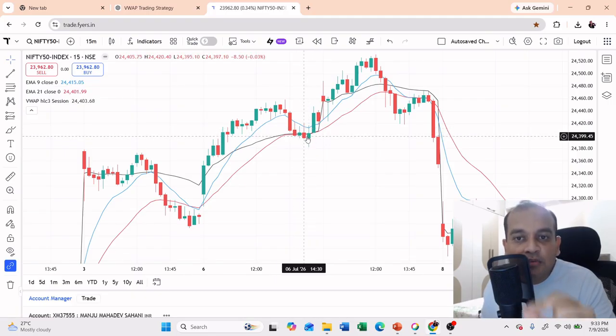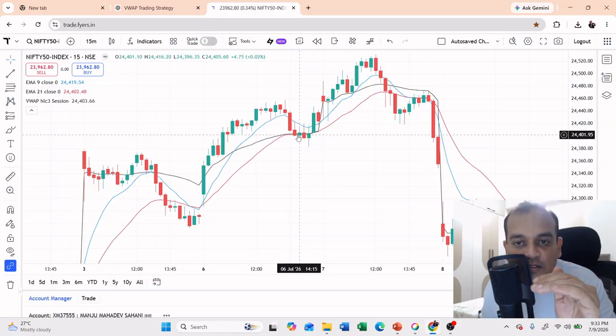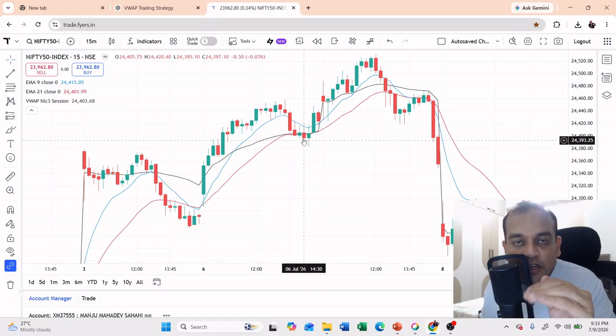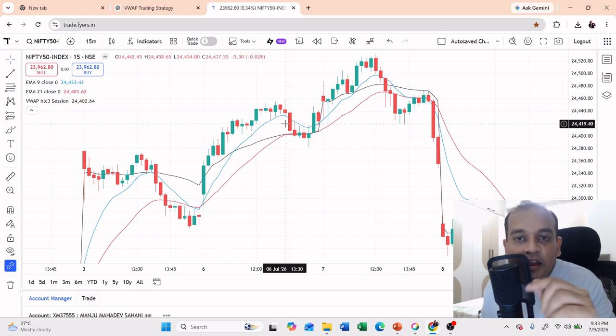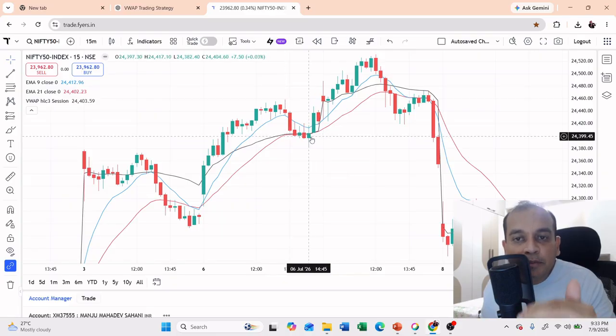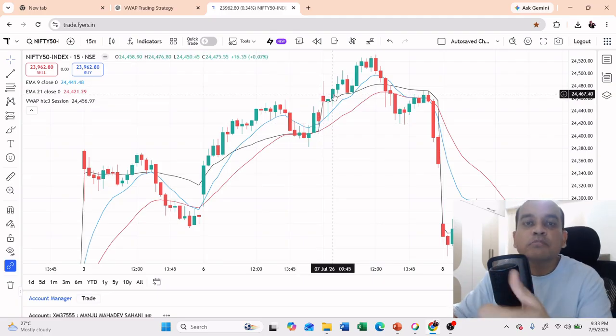Check that the volume has to increase. It has touched here, there is a rejection, it will not go down, it is bouncing back. Check the volume is increasing, and then the 9 EMA is above the 21 exponential moving average. VWAP is also indicating bullishness, then probably you can take a trade. Now no matter how good the strategy is, it is bound to fail.